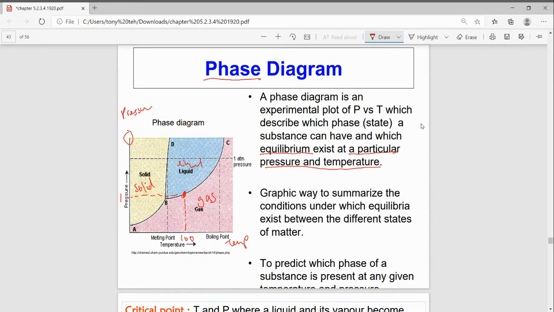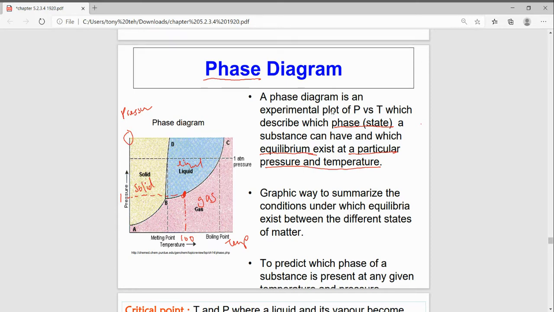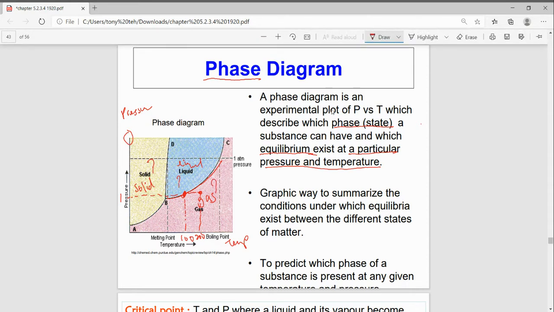So you can see here a phase diagram is an experimental plot of pressure versus temperature which describes the phase or state a substance can have and which equilibrium exists at a particular pressure and temperature. At this point, you can see it is on the line, so we say that it's in equilibrium. Or else if I put it here, let's say 200 degrees Celsius, still 180 M, it exists as gas. So from the phase diagram here, we can know whether it is solid, liquid, or gas.